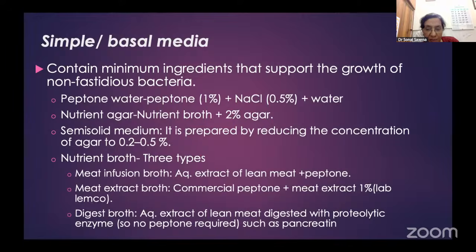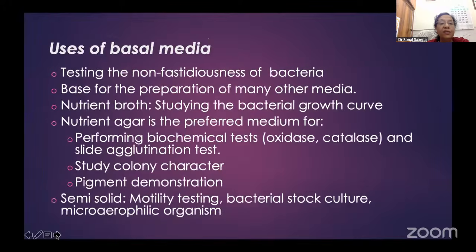What is a digest broth? The same aqueous extract which you got from the top, you add another proteolytic enzyme to it. So what will happen is that all the proteins which are there in the meat will be digested by this enzyme. These are usually pancreatin, like it does in our body, and this will then become a digest broth. Now these terminologies are fading slowly as we are leaving traditional microbiology behind.